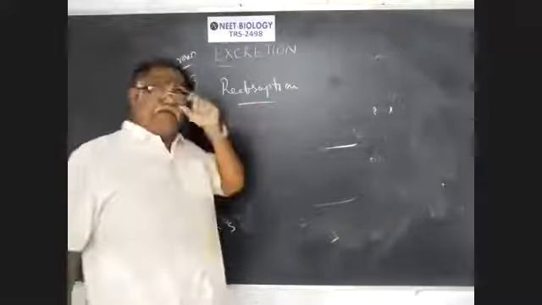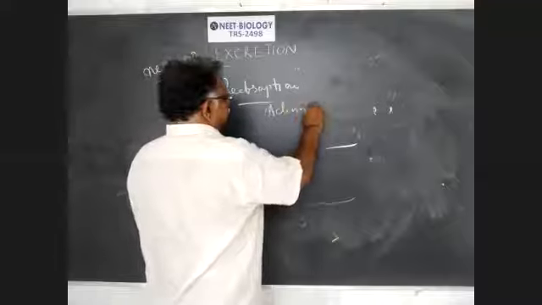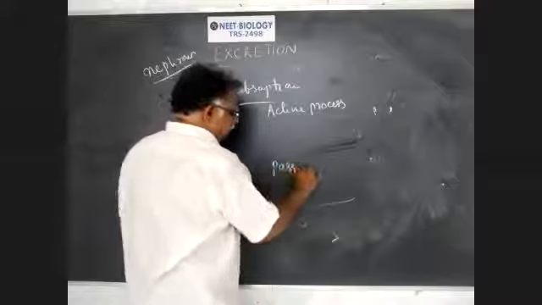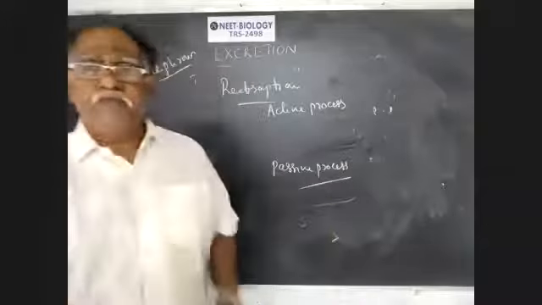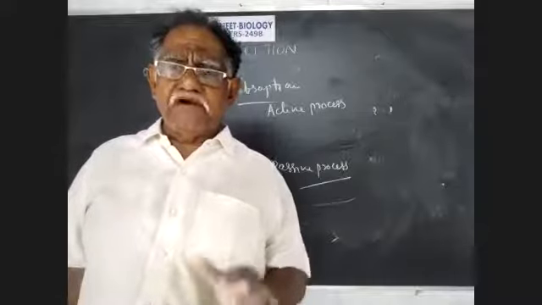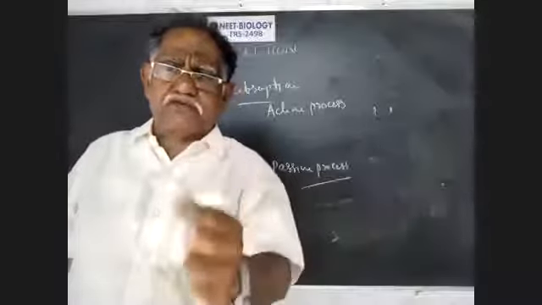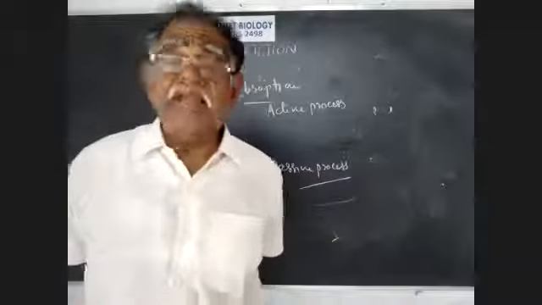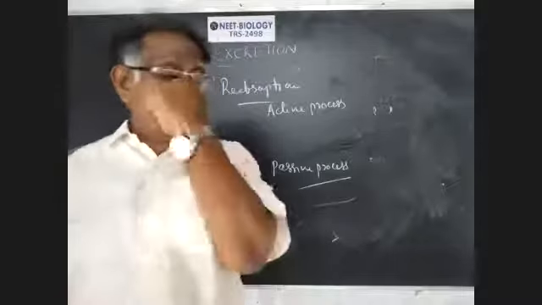So reabsorption normally occurs by two processes. Active process, in which energy is required. Passive process, in which energy is not required, simple diffusion. So reabsorption of the substances from the glomerular filtrate occurs while the filtrate passes through the renal tubule. That is what is called renal reabsorption or tubular reabsorption. About 99% of the glomerular filtrate is reabsorbed by the renal tubule.